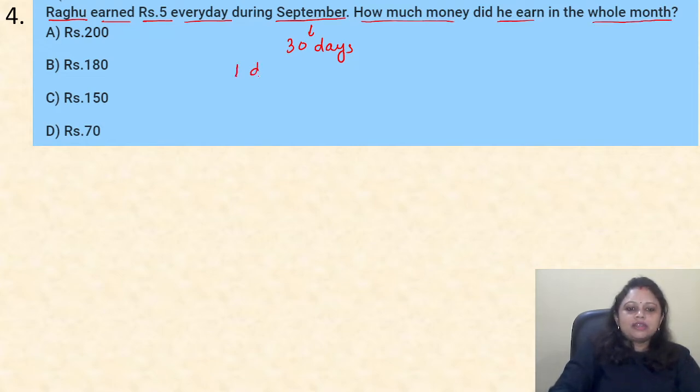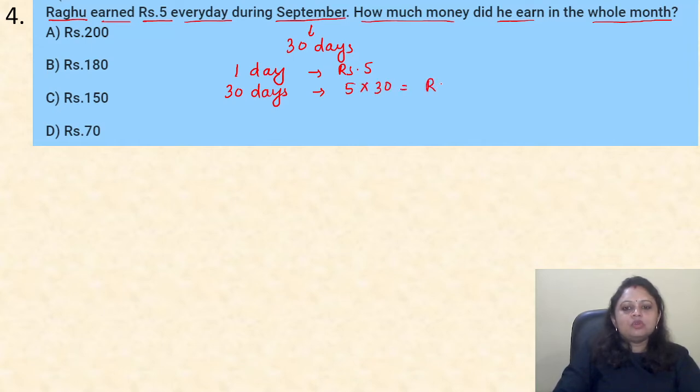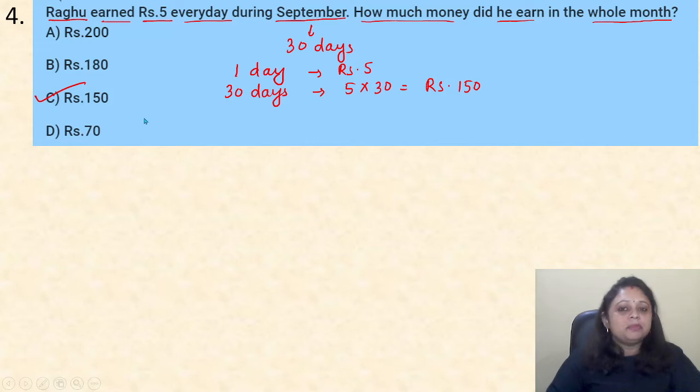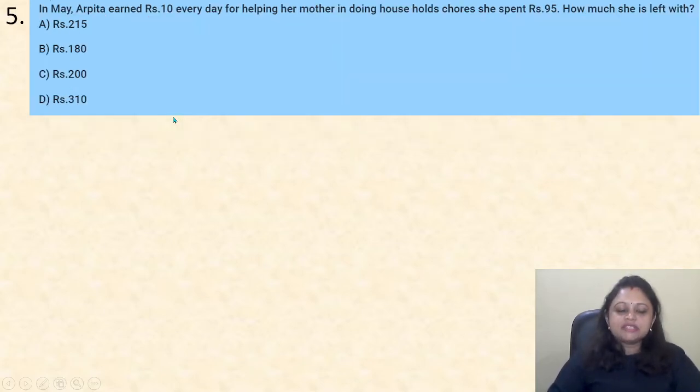So, in one day, Raghu is earning rupees 5. So, 30 days are there in September. So, in 30 days, he will earn rupees 5 into 30, that is equal to rupees 150. Okay, and it is present in option C. That's why the correct answer is option C, rupees 150. Got it, everyone? Coming to the next question.